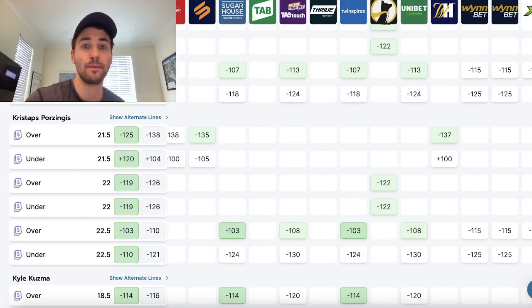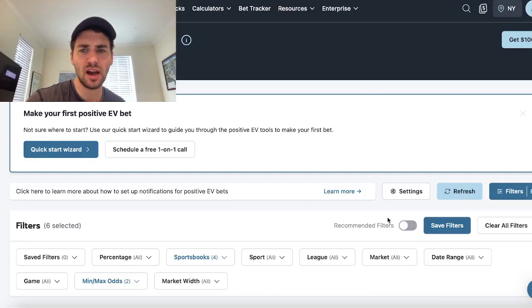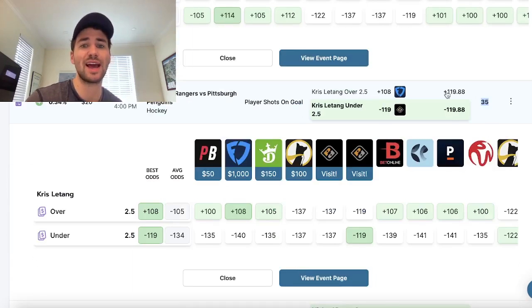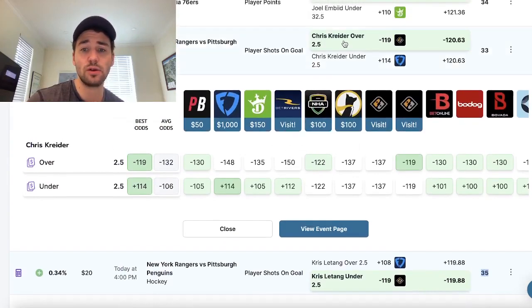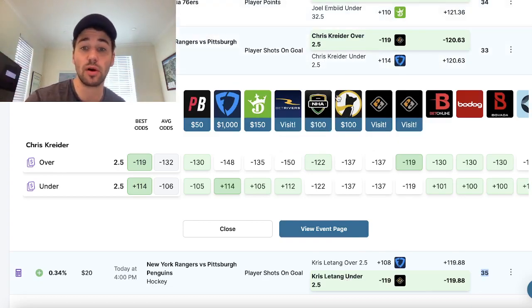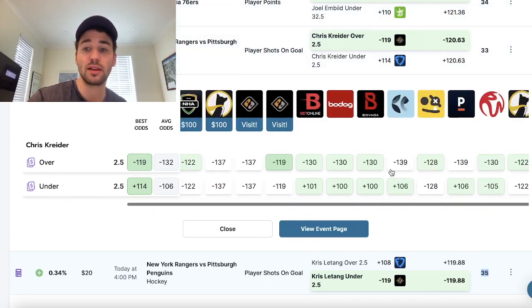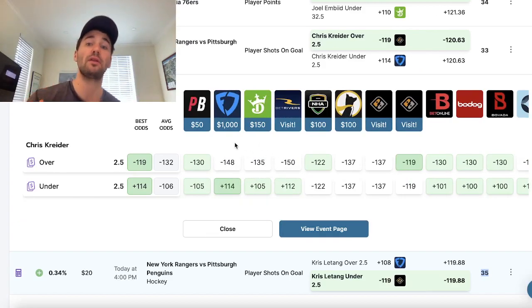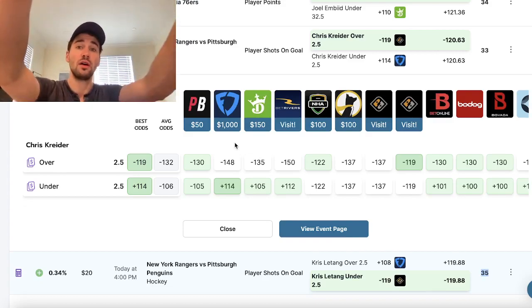Don't reinvent the wheel. So, some other plays I went with: Chris Kreider over 2.5 shots on goal and Chris Letang under 2.5 shots on goal. These two plays showed up on the EV tool, right? So again, this market's dynamic. It's always moving: lineup changes, sharp action, betting volume. If everyone starts pounding Chris Kreider over 2.5 shots on goal in the sportsbooks, the line will move from maybe, let's say, minus 135-ish to minus 145 to minus 150. Lines will move in favor of the over.